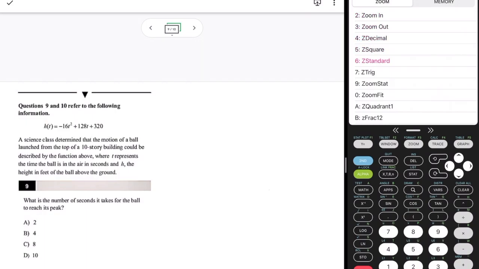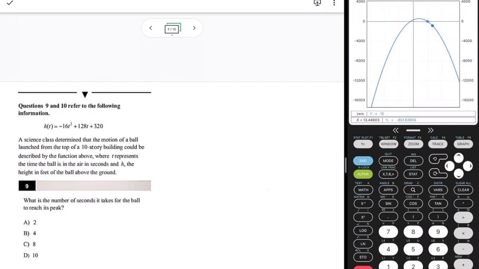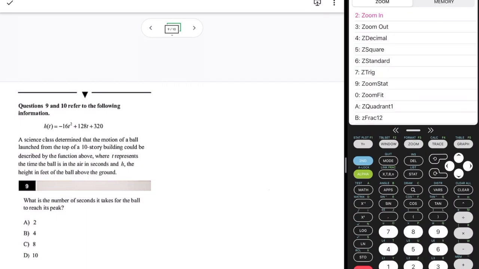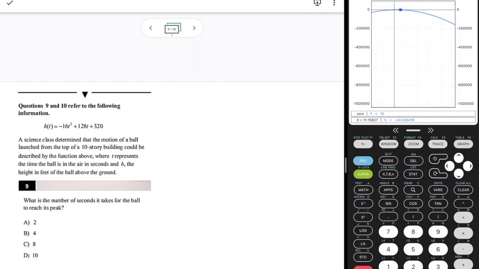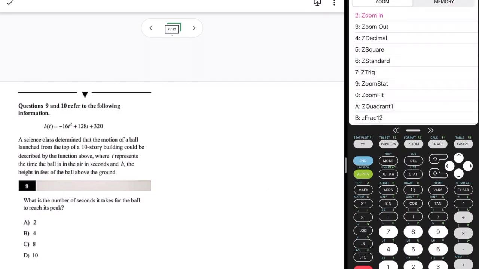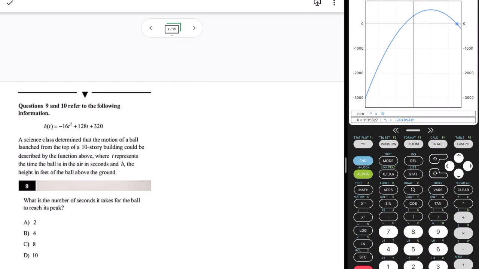And then let's say the graph is not really adjusted, then what you can do is press zoom fit, and then it will automatically, oh, that's not very good. Or you can mess around with zoom standard and zoom fit. Hopefully it would get you to the right, okay, this one works. And it will allow you to see the maximum visually on the graph.